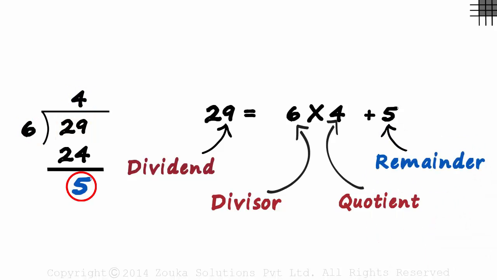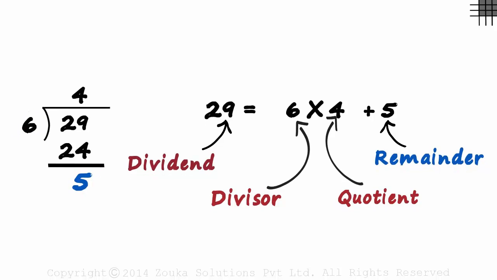Now look at the remainder and the divisor. Can the remainder be greater than the divisor? Can this number here be greater than the number here? Nope, it's not possible. The remainder will always be less than the divisor. It cannot be equal to the divisor either.